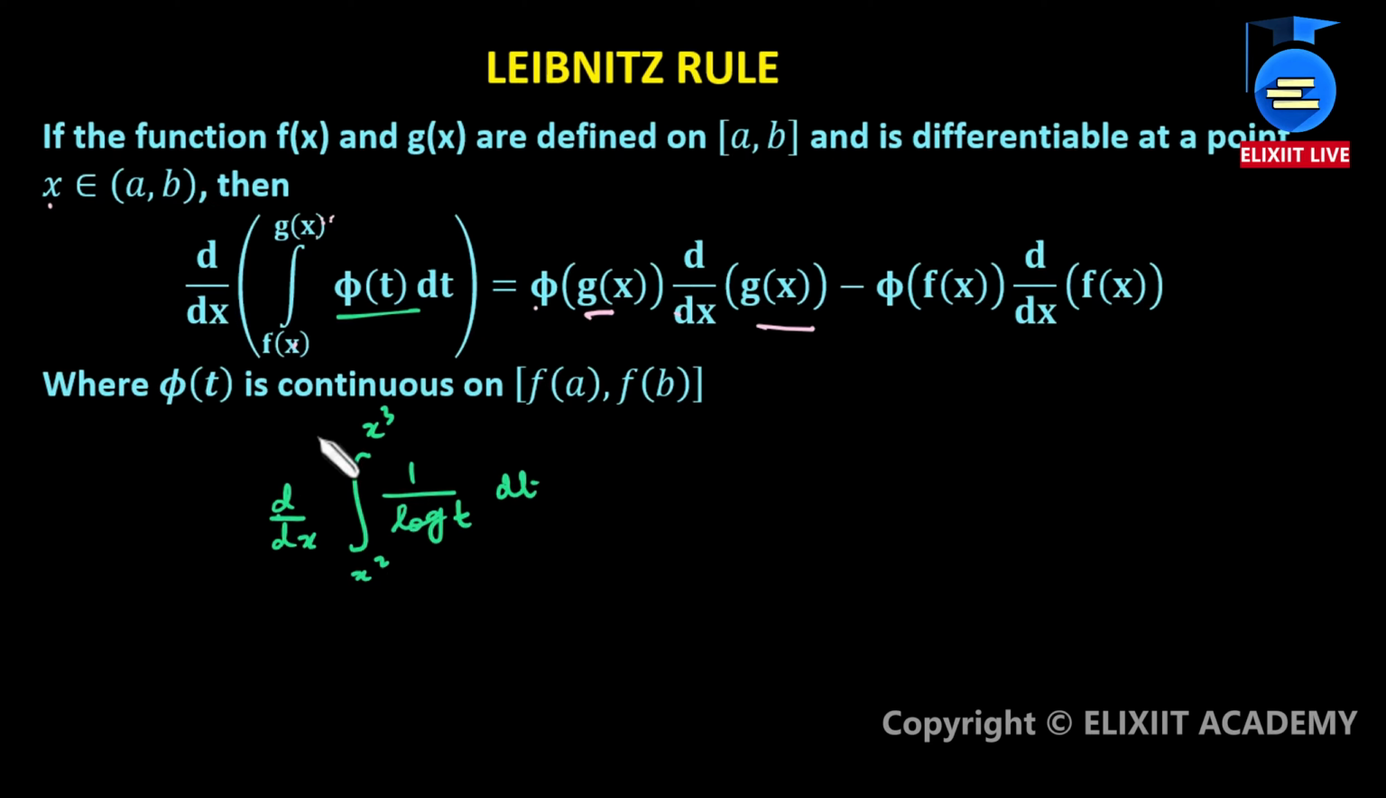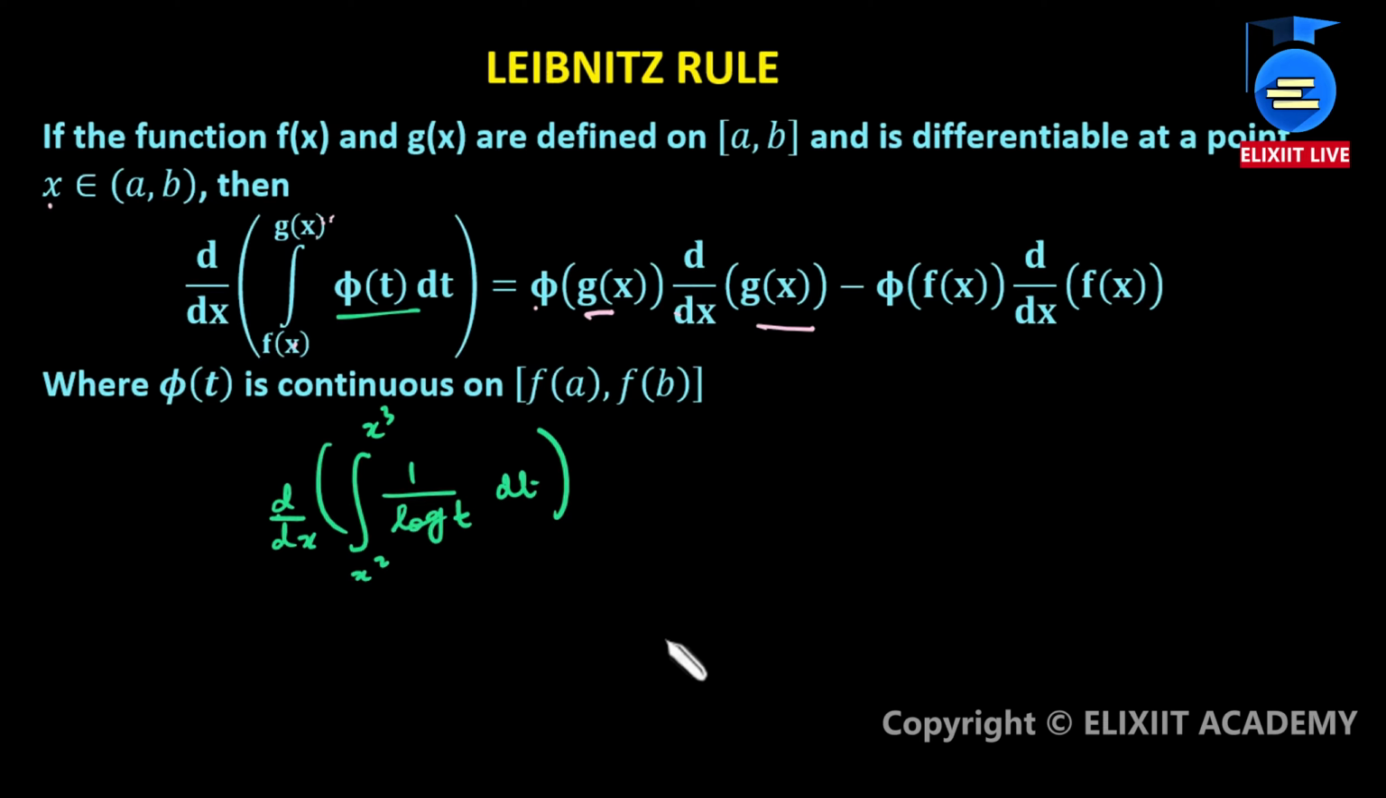So this overall function, the integration of 1 by log t, whatever it is, phi of t dt, this entire function is actually a function of x. Okay. Integrand is a function of t. Entire function after integration is a function of x. Now we want to differentiate this, but the limits are going from x squared to x cube. We want to differentiate this integration actually. Okay. So we apply the Leibniz rule in this case, simple Leibniz rule.